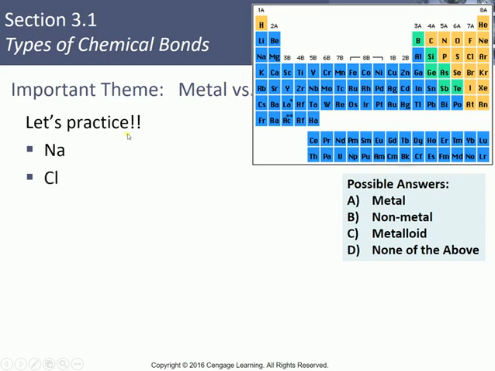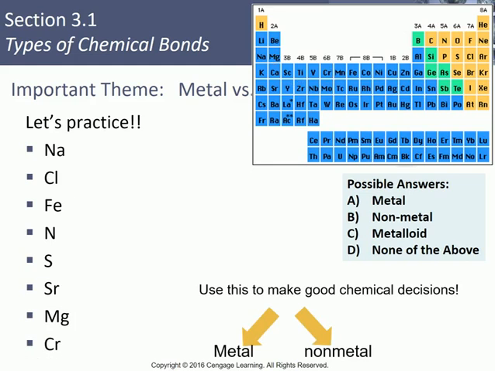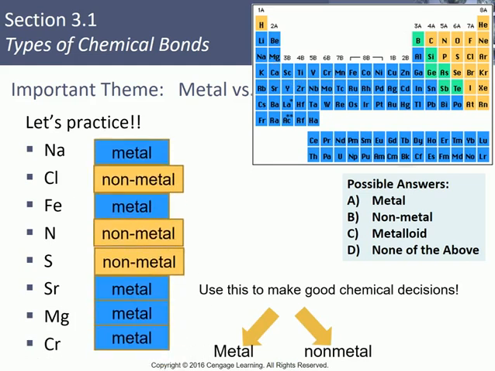Okay, chlorine, where is it at? You've got to go find it. Get used to knowing where it's at. It's over here, non-metal. Iron, there it is, Fe. That's a metal. Nitrogen, non-metal. Sulfur, non-metal. Strontium, we're over here, blue, metal. Magnesium, there we go, metal. And chromium, there you go, metal. Not too hard, that's how you figure it out. And if you can know that, we can make some good choices on how to predict how these elements are going to come together. There are the answers on the screen now.